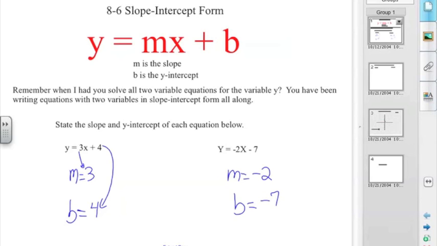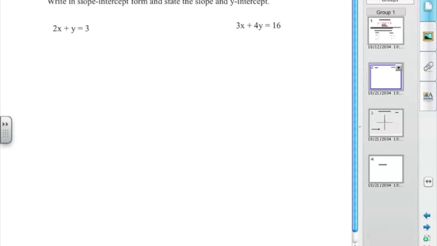Going to make it a little more difficult now. We have to take equations quite often and write them into slope-intercept form, and then get the slope and the y-intercept. So, in the upper left-hand side, we have 2x plus y equals 3. We can't do anything with that as far as the slope and the y-intercept. So we have to change it so that it's in slope-intercept form.